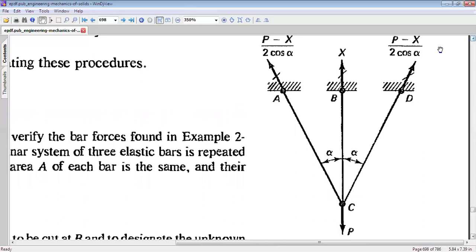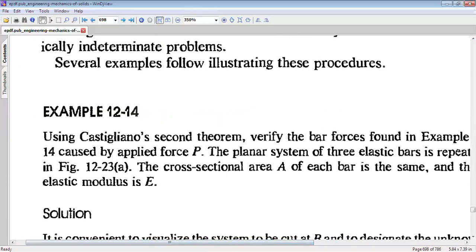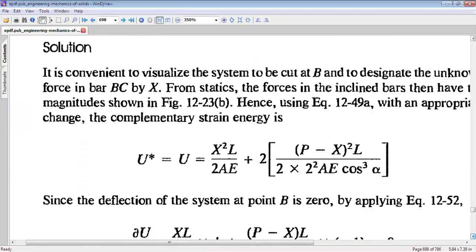Now we will see how we can use Castigliano's theorem. We will express the strain energy of this system as capital U equal to X squared L by 2AE plus 2 times [(P minus X) whole squared into L divided by 2 into 4AE cos cubed alpha].